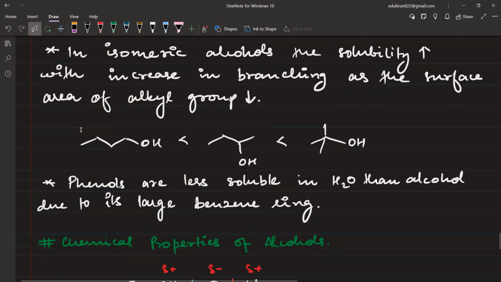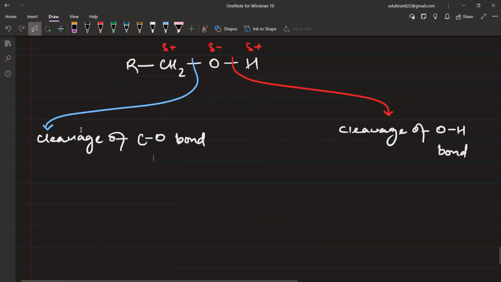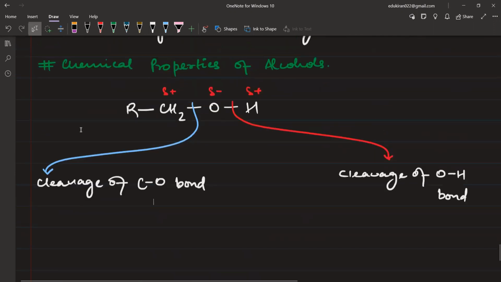And in branching, what is going to happen? If I increase the branching, then it is going to decrease the surface area. Decrease in surface area means the OH has more space to form what? Hydrogen bonds with water, and that is why the solubility increases if we increase the branching. Okay, then we will learn about the chemical properties of alcohol in our next class.